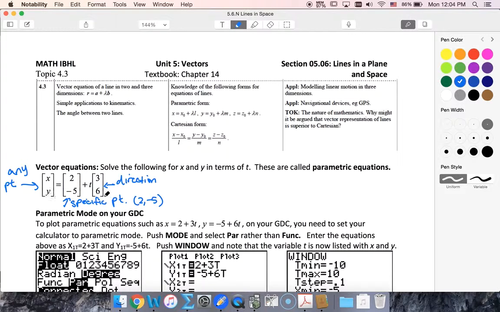So if I separate this out and look at it in two equations, I could say that x is equal to 2 plus 3t, and y is equal to -5 plus 6t. So notice if t is 0, I get that x is 2, y is -5. That's this point on my line. If t is 1, I would get another point on my line. Separating them out like this makes them parametric equations, and I can graph parametric equations on my calculator.